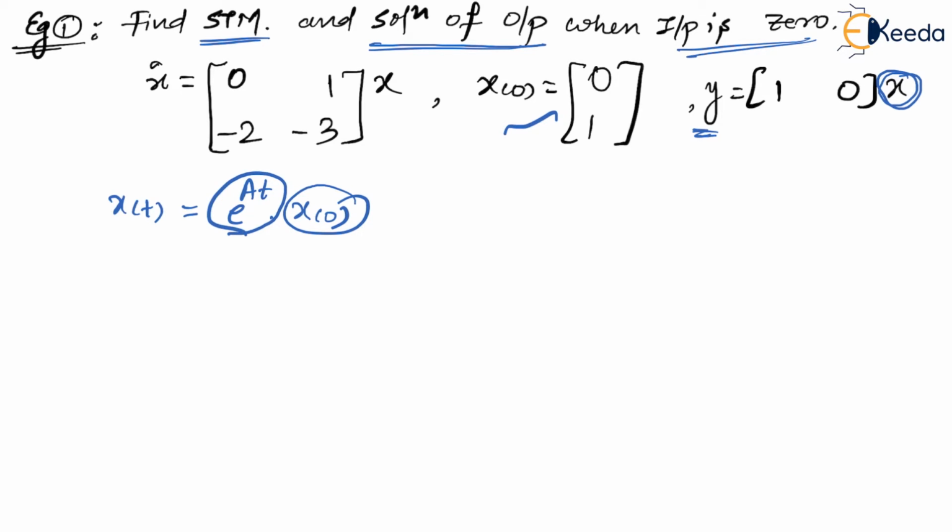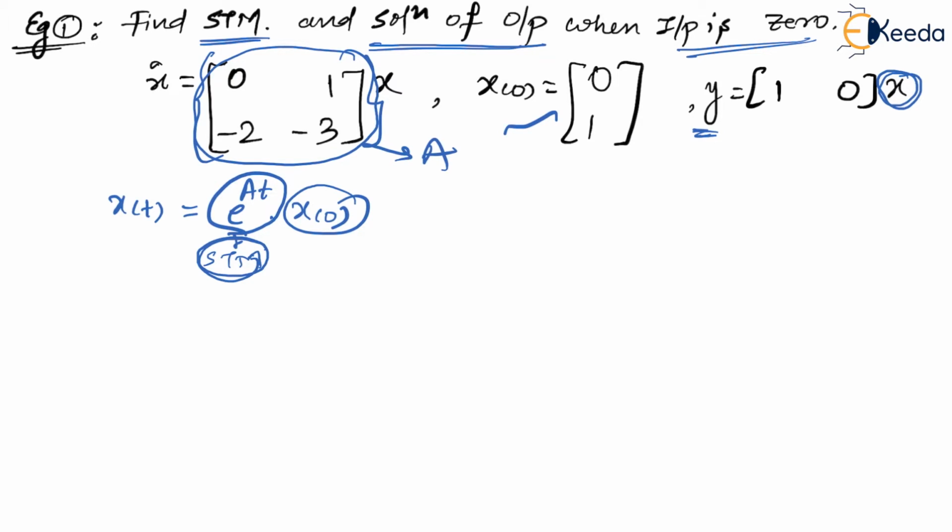Is e to the power At given? No, that we have to find. And what is that? That is the state transition matrix. In order to find the state transition matrix, what do you need? You just need the Laplace inverse of (sI minus A) inverse. That's it. So do you have A? Yes. Since it is x dot equals Ax, this matrix is going to be A. You just need to find (sI minus A) inverse and then its Laplace inverse. You just follow the steps.